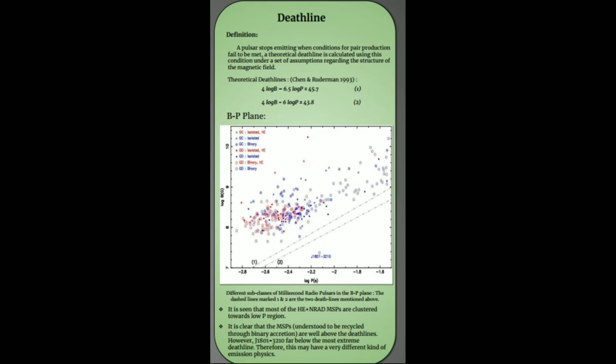It is noteworthy that the high energy MSPs cluster towards the smaller spin period region. It is clear that MSPs, which are understood to be recycled through binary accretion, are well above the deadline. However, J1801-3201 lies far below the extreme deadline.